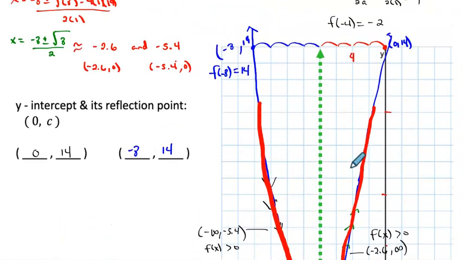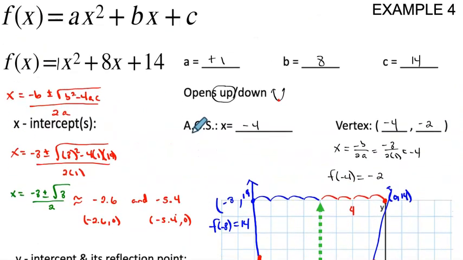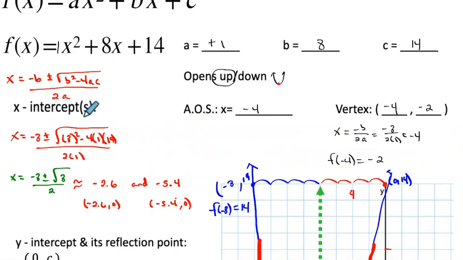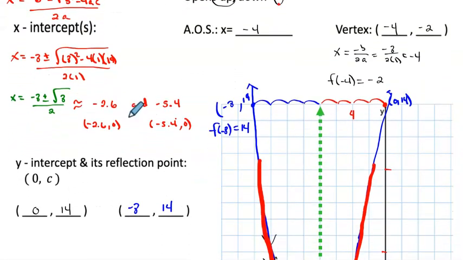The only thing that's going to change is how you find your x-intercepts. Just remember, you have different techniques. You could use completing the square. Hopefully this all makes sense.